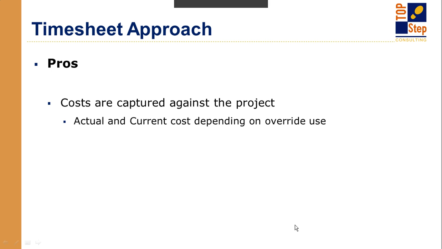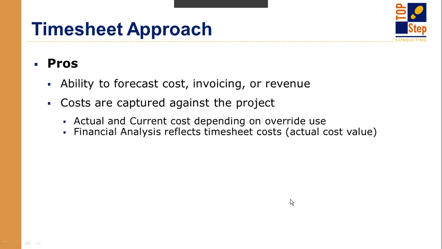So the pros of this approach: you get the costs captured against the project, just like any of the other approaches, but you also get the ability to forecast cost. And that's the one thing that this approach has that none of the other approaches do. Because you can enter these subcontractors as actual users, then you can enter bookings for them, you can enter task assignments for them, and you can use those values to forecast their cost, their invoicing, their revenue, et cetera, just like you would any internal employee. So this is the only approach that really gives you that option.